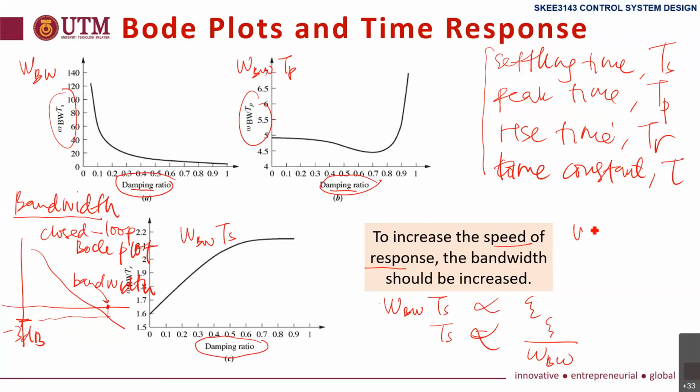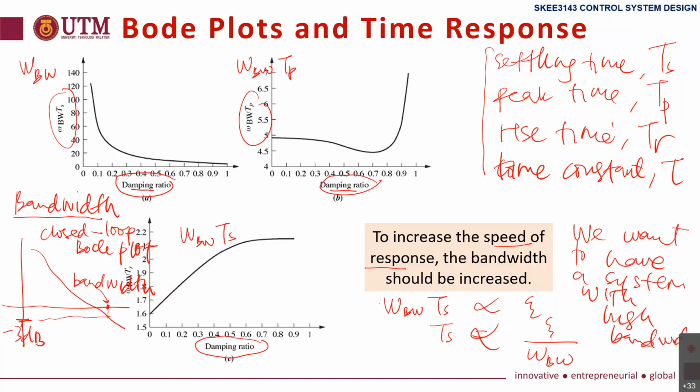So we want to have a system with high bandwidth. A high bandwidth means that the speed is increased, high speed.